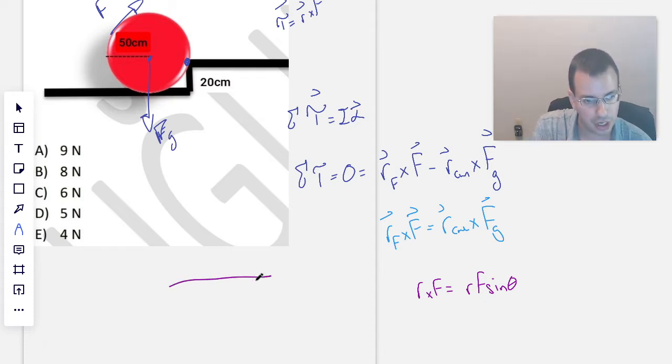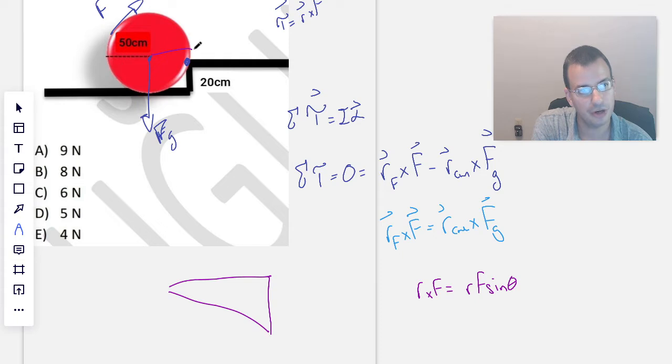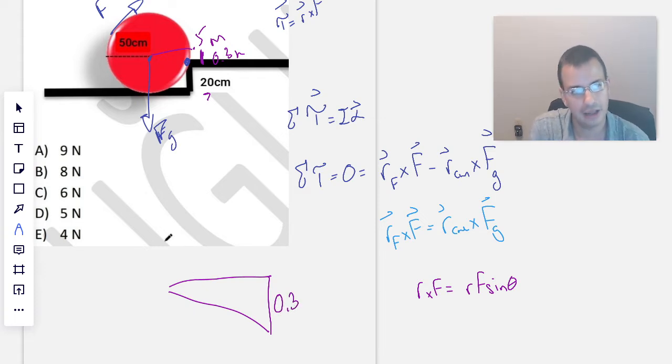So if we redraw this, and I'm just going to draw the corner here. So this is not drawn to scale. This is 0.5 high, and that's only 0.5 meters, looking at everything in meters. This is 0.2 high, so this distance here is actually 0.3 meters. I know, not drawn to scale, that's okay. So this is going to be 0.3 high.